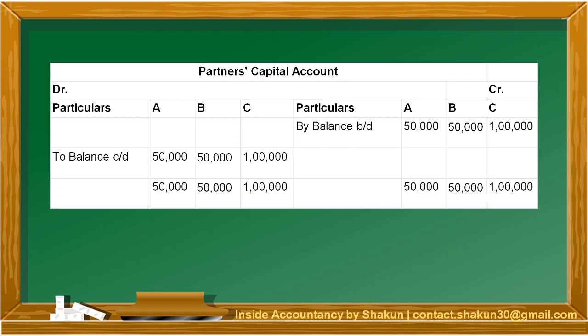I have also made partner's capital account and current account in this question, although it was not asked in the question, but still to give you a better idea, I have incorporated it. So since we are following the fixed capital method, therefore our partner's capital account remains fixed. Whatever is the opening balance will be the closing balance as well. So the closing balance for A, B and C would be 50,000, 50,000 and 1 lakh respectively.